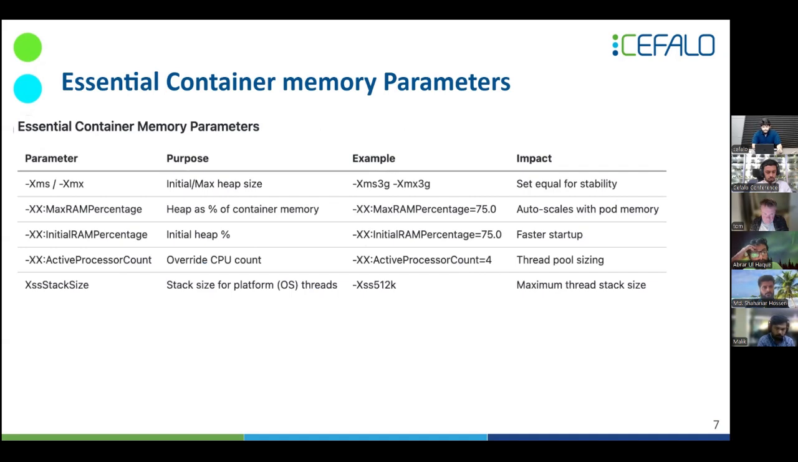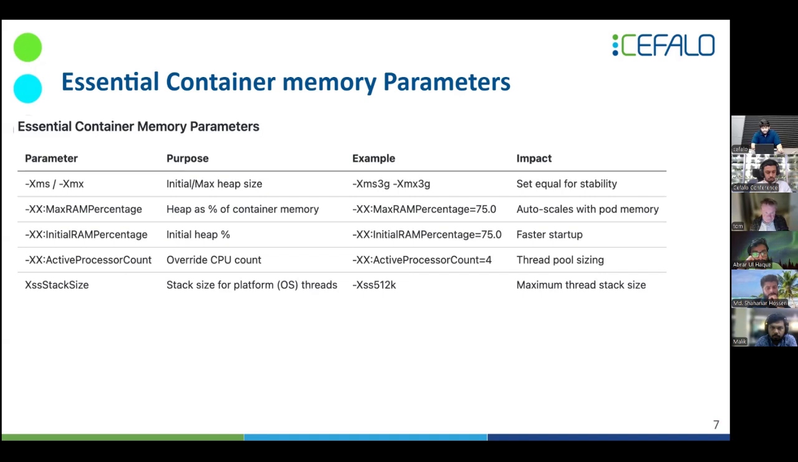So we can actually tune it according to our needs. There are some tuning parameters that we can use. First one is Xms and Xmx. We can specify the initial and maximum heap size of that memory. If you want to hard code it, like we want to have 3 gigabytes of initial heap memory and the maximum heap size will be 3 gigabytes, we can use Xms and Xmx.